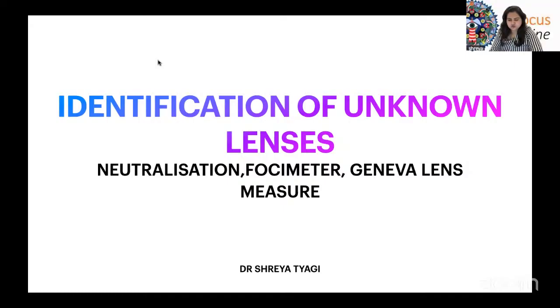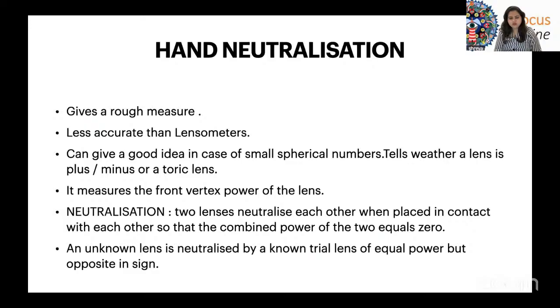So today's topic is identification of unknown lenses, that is by neutralization, Focimeter, and Geneva lens measure. Coming to hand neutralization, it gives us a rough measure. It is less accurate than lensometers. However, it gives us a good idea in case of small spherical numbers and tells whether a lens is plus, minus, or a toric lens.